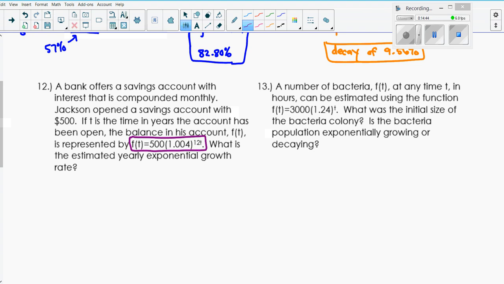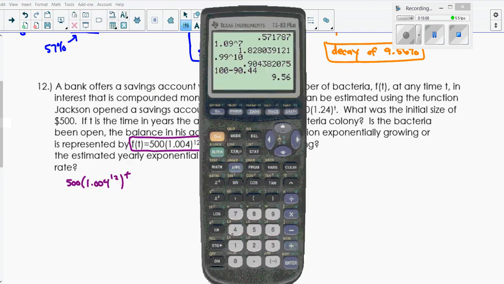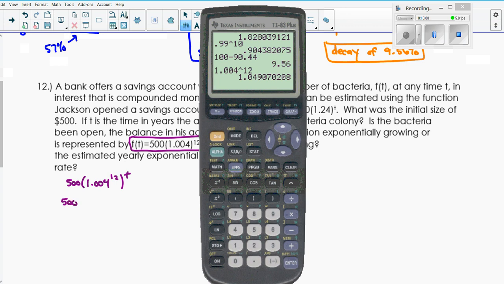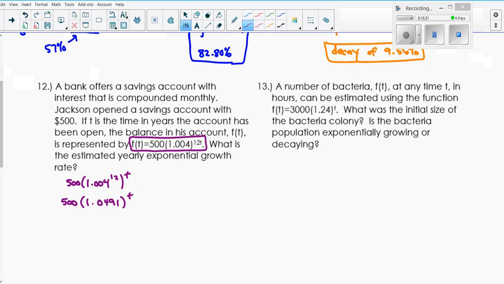So we start by thinking that it's this 0.004 growth, but because of that 12, we're going to want to rewrite this. So I'm going to write 500 times 1.004 raised to the 12th raised to the t, so that I can see in my calculator I can put 1.004 raised to the 12th. Okay, and that gives me 500 times 1.0491. Be careful with your rounding. Raised to the t. Okay, so what is the estimated yearly exponential growth rate?